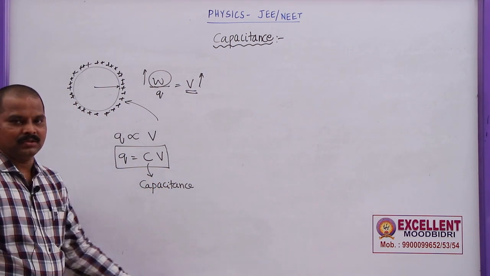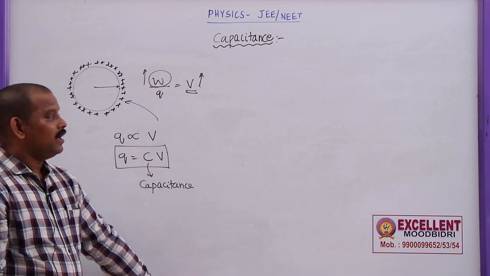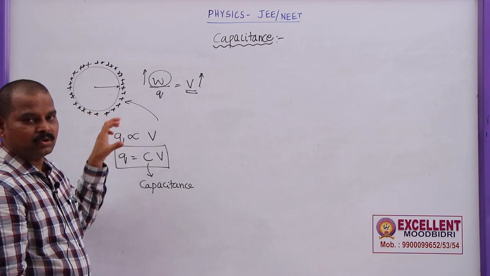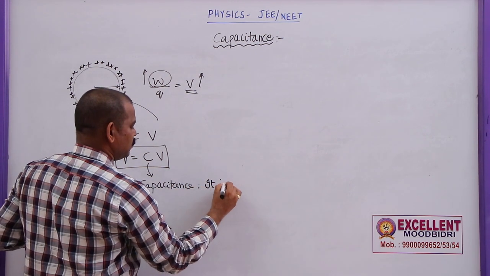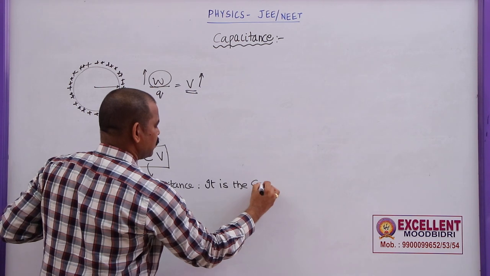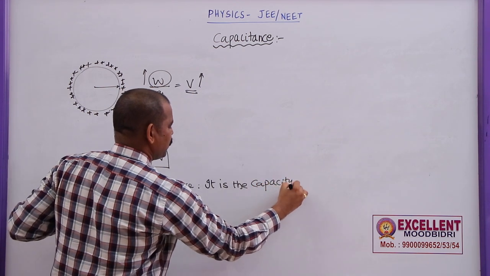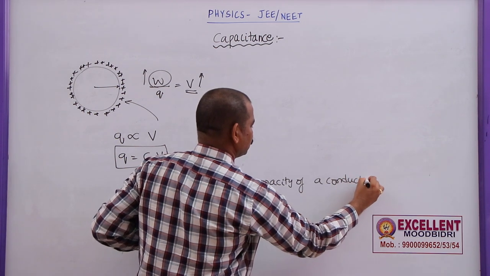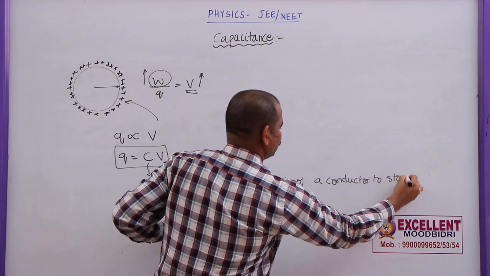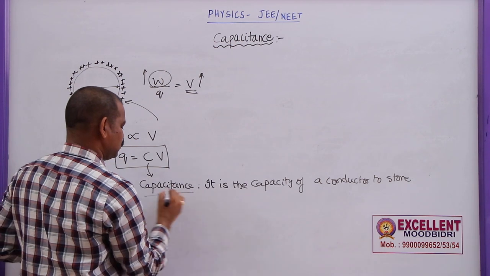So, what is this capacitance? Capacitance is the capacity of this body to store charges. Capacitance is the capacity of a conductor to store charges.